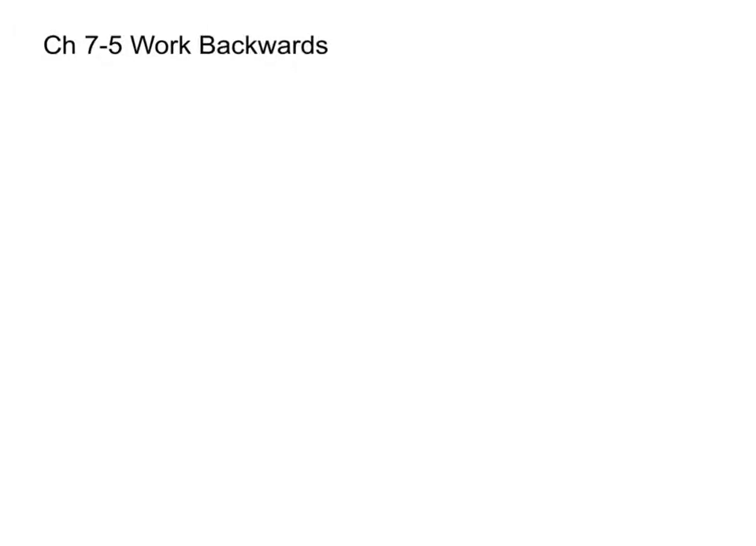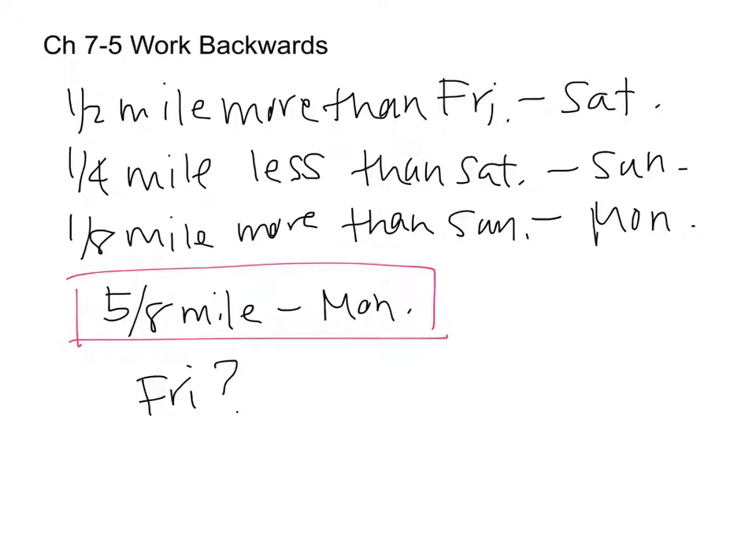Today's lesson is on chapter 7, lesson 5. It's a problem-solving strategy, which is working backwards. We know we have 5/8 of a mile on Monday, so we have to start with what we know and then work backwards from there, okay?